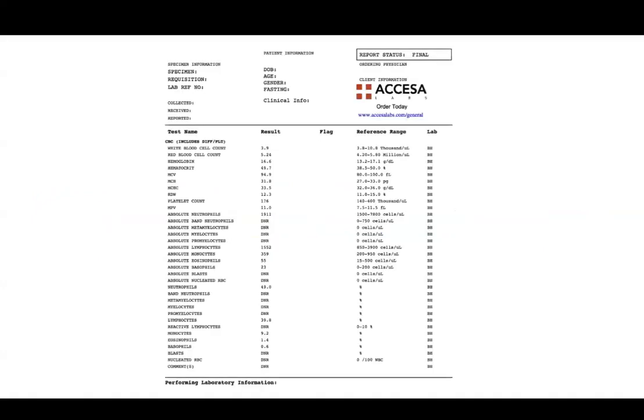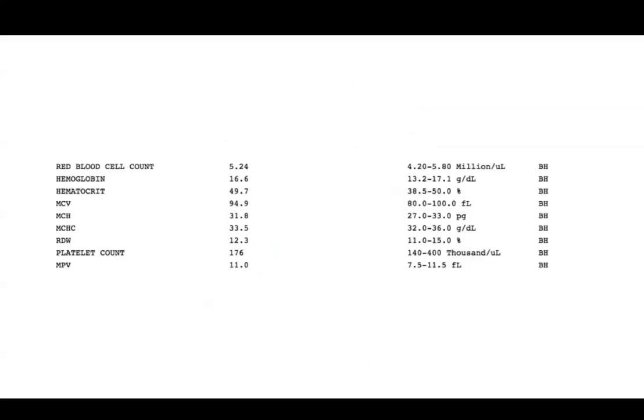This is an example of a typical CBC report that will come out from a lab. You have a patient, you order a CBC report, and this is what usually comes up. You have the test name on the side, you have the result, and obviously you have the reference range, because who has time to memorize all the different numbers? And this is what the classic CBC will have.